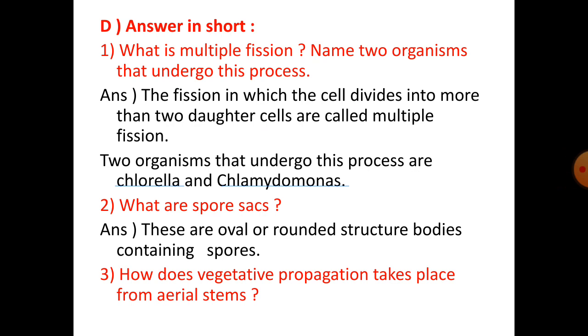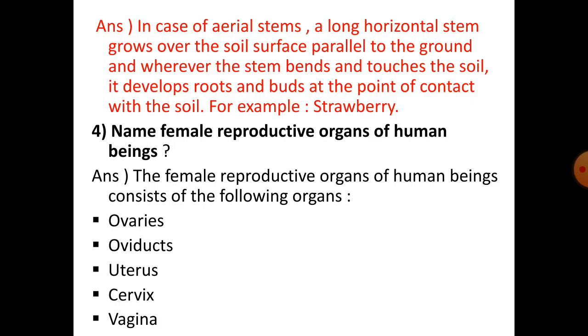Number 3. How does vegetative propagation take place from aerial stems? In case of aerial stems, a long horizontal stem grows over the soil surface parallel to the ground, and wherever the stem bends and touches the soil, it develops roots and buds at the point of contact with the soil. For example, strawberry.